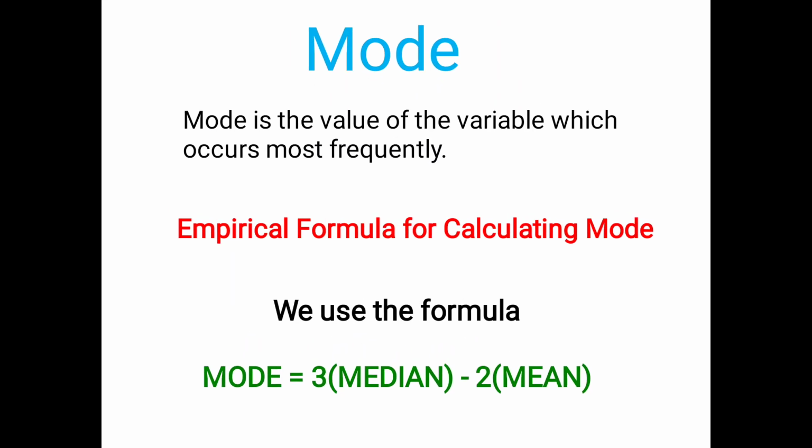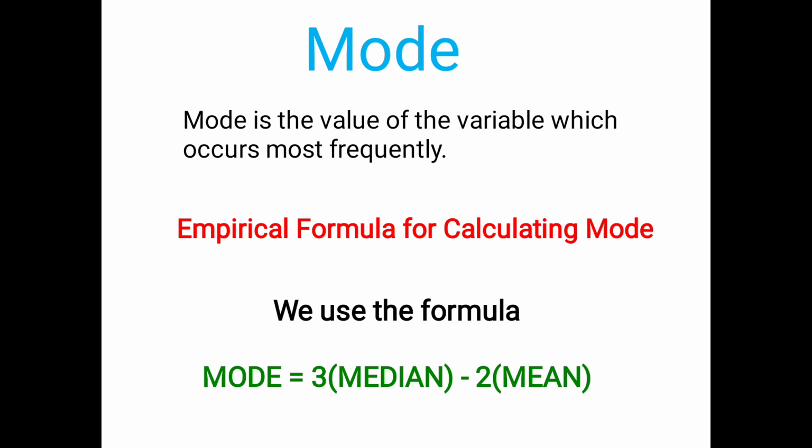Okay, and the next thing is mode. So we completed median, and coming to the mode. Mode is very easy. It is the number that occurs most frequently. For example, 1 2 2 3 4 5 5 5 5 6 7. The number 5 is repeated many times, so 5 is the mode.